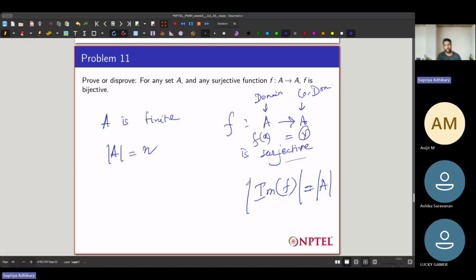Since f is a surjective function, then we can say this: the image of f has cardinality exactly n. So this comes from the surjection.